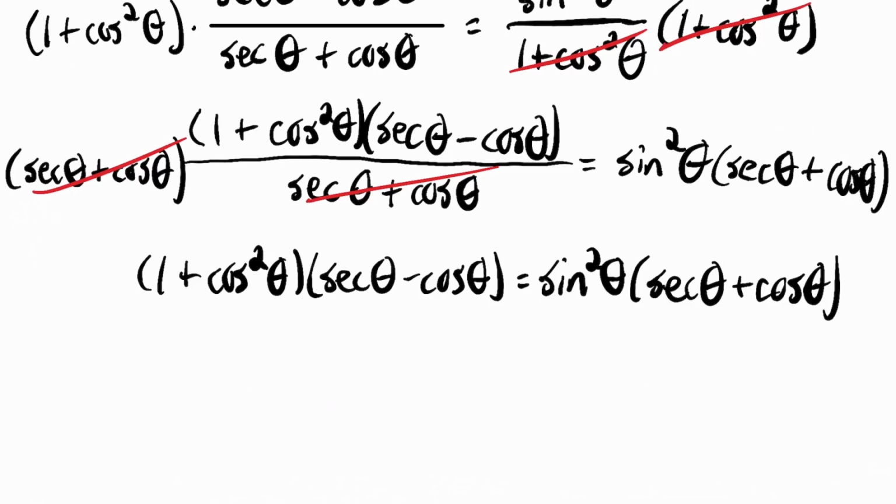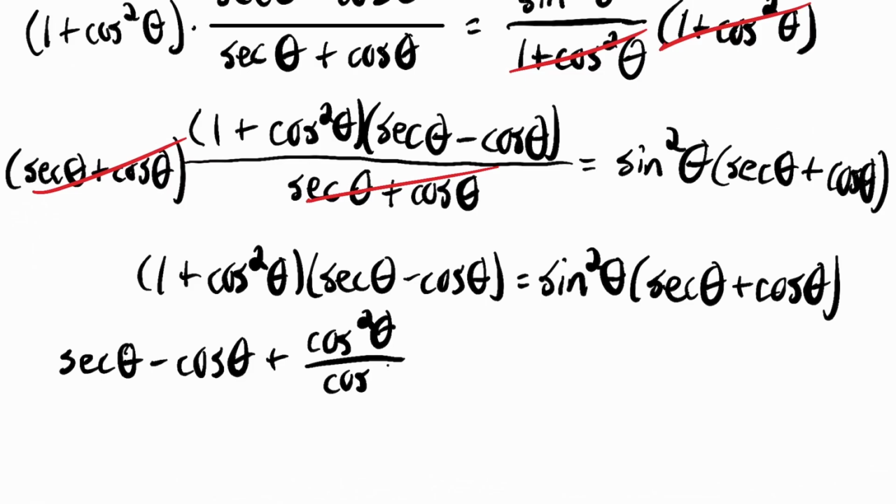Okay, so when I FOIL, I'm going to have 1 times secant, so that is secant theta, right? And then 1 times negative cosine theta, so minus cosine theta. And then cosine squared times secant. Since secant is the reciprocal of cosine, this is like cosine squared of theta times 1 over cosine theta. I'll write it like this since I'm short on space.